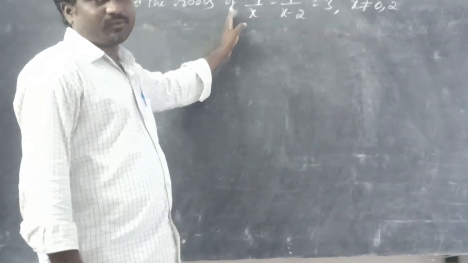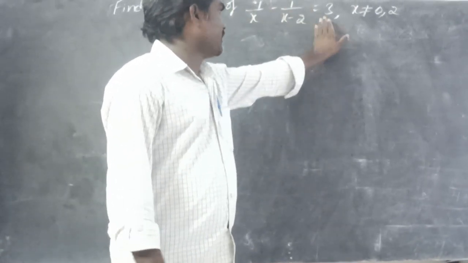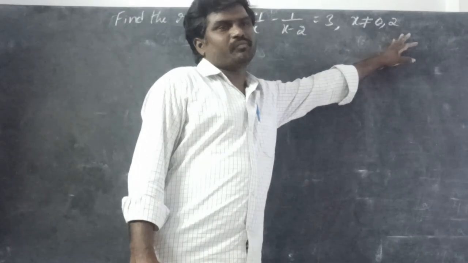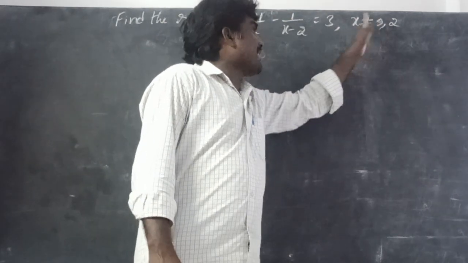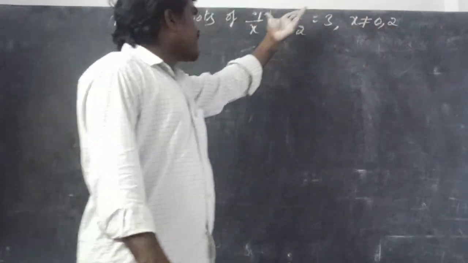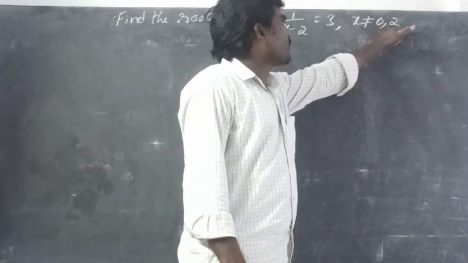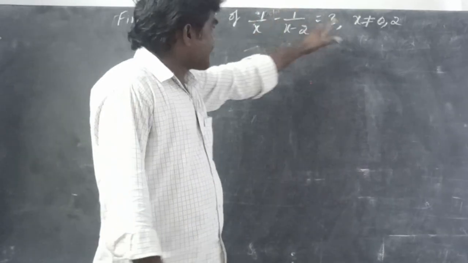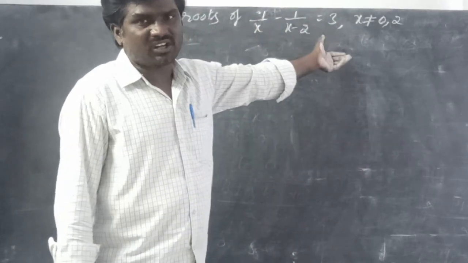Find the roots of 1 by x minus 1 by x minus 2 is equal to 3. x is not equal to 0 comma 2. Okay. Here x is not equal to 0 comma 2. So why can you write x is not equal to 0 comma 2? Because if x is not equal to 0 comma 2, then we can write it as a quadratic equation. Otherwise we cannot write.